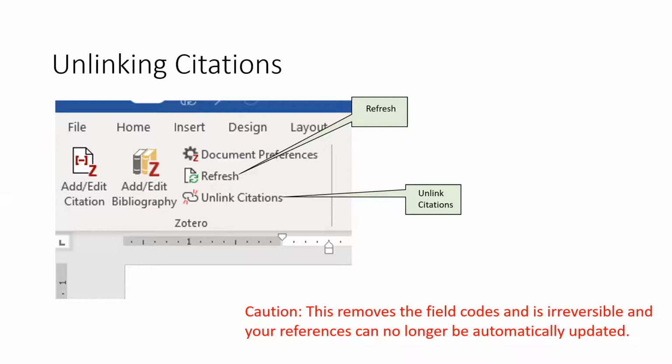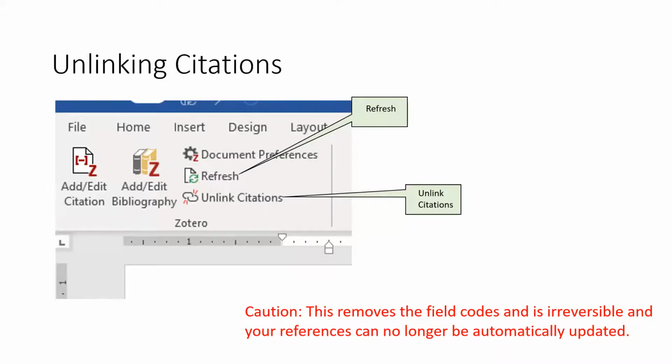The unlink citations is a little bit different. When you click on that one, it is going to remove all the field codes throughout your entire document. Once you've done that, it cannot be undone. So you want to make sure that you save two versions of your paper so that if you ever need those codes back, you have another version with it saved.